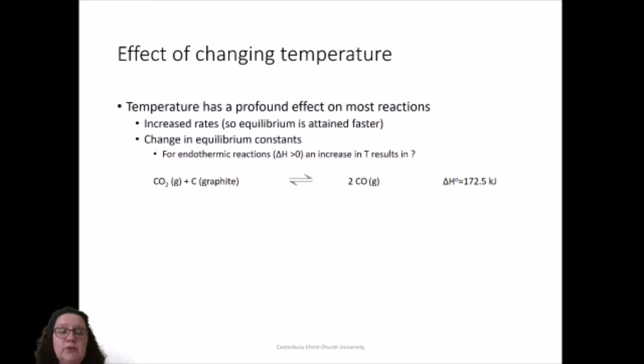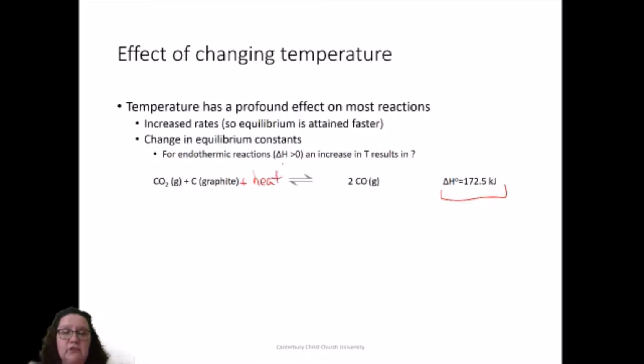How to play with temperature when you have a reaction in equilibrium? Well, you have here, for example, the reaction of CO2 and carbon to produce carbon monoxide, and this reaction has a positive enthalpy. So this reaction is endothermic. An endothermic reaction means that heat needs to be applied for the reaction to happen.